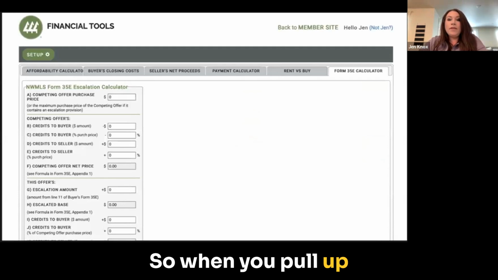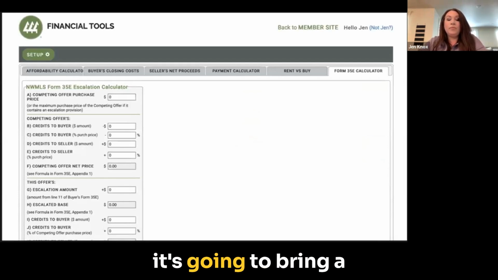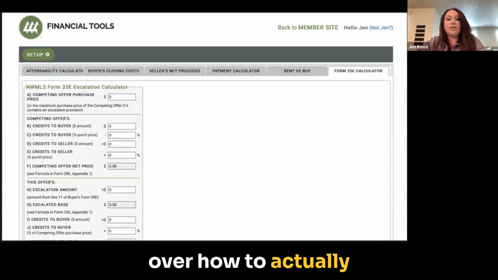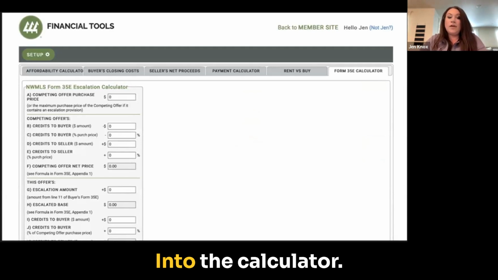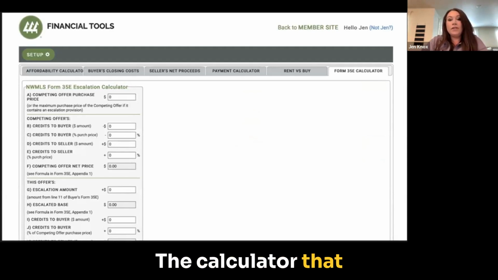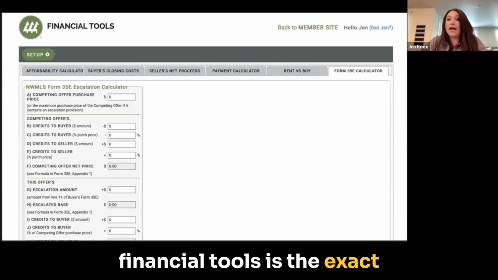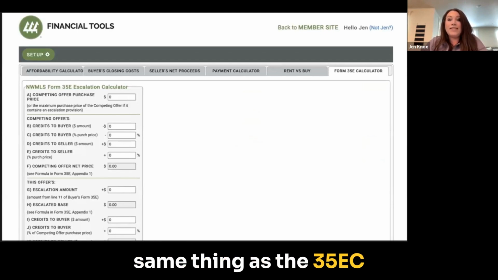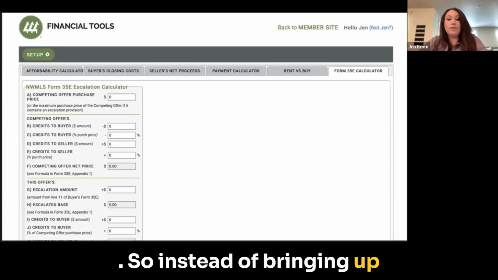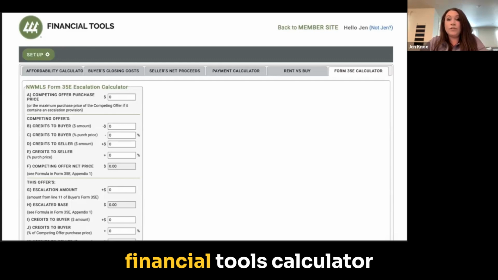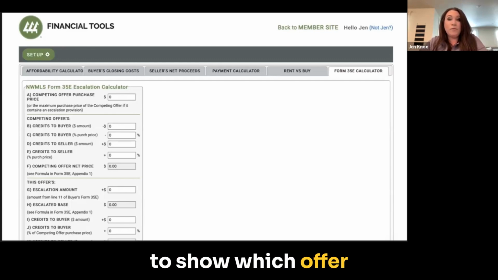So when you pull up the Financial Tools with the Northwest MLS, it's going to bring a calculator out to you. Now, it's spelled out pretty well what goes in each one, but it can still seem a little bit confusing. So I'm going to go over how to actually input these numbers into the calculator. The calculator that you're going to use with Financial Tools is the exact same thing as the 35E. So instead of bringing up the 35E, I'm using the Financial Tools calculator to show which offer would win and at what price.